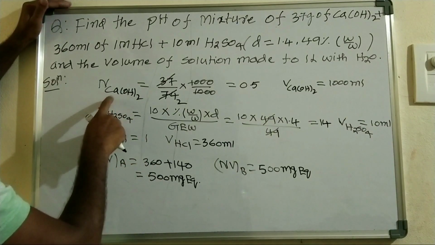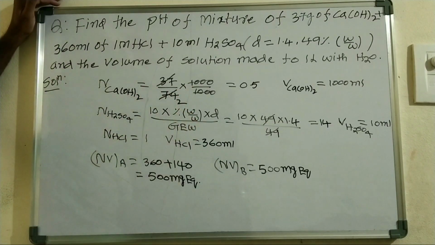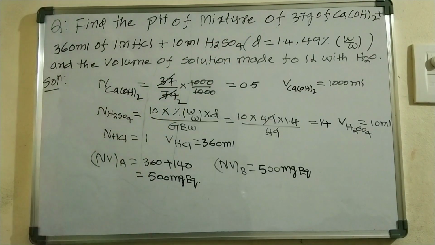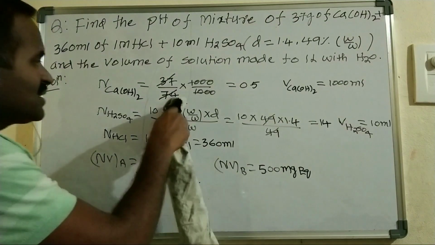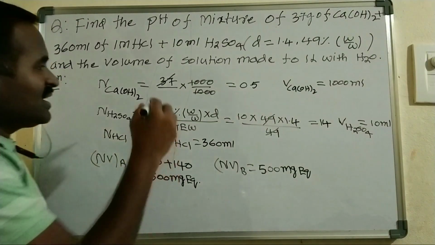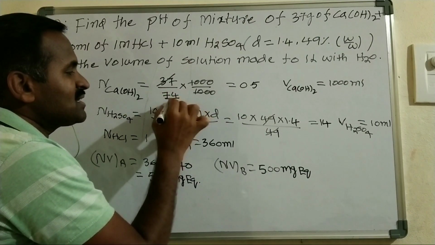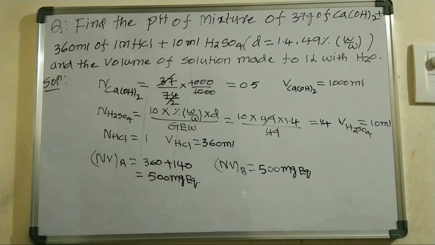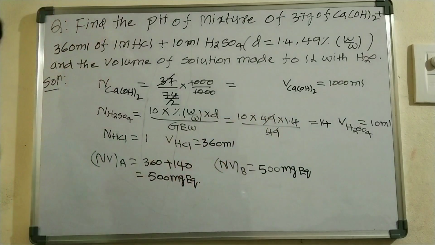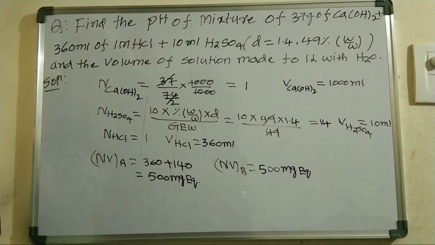First I am calculating the normality of calcium hydroxide: weight divided by gram equivalent weight, into 1000 divided by its volume in milliliters. The weight is 37 grams. The gram equivalent weight for calcium hydroxide: 74 is the total molecular weight, divided by 2, that means 37. Again here the 37 will cancel, so simply 1 molar or 1 normal you will get for calcium hydroxide.